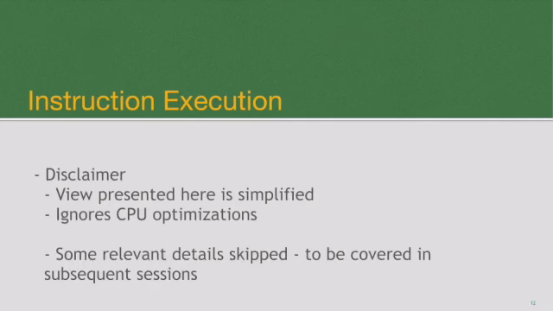How does this instruction get executed? What I'm going to present is a very simplified view of how instructions get executed. It ignores a lot of CPU optimizations, and it ignores the differences between different CPUs. Different CPUs execute the instructions slightly differently, and there are different steps involved, but there are some basic steps that are performed in almost all CPUs. So we will just talk of those basic steps for a better understanding of writing programs. Some relevant details are skipped; they will get covered in subsequent sections.